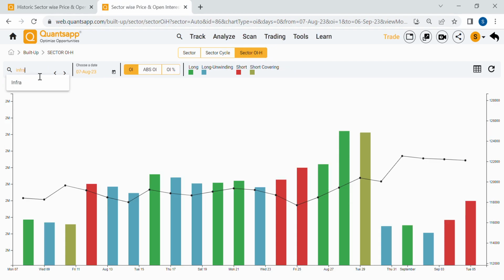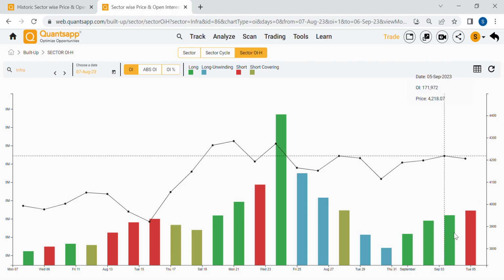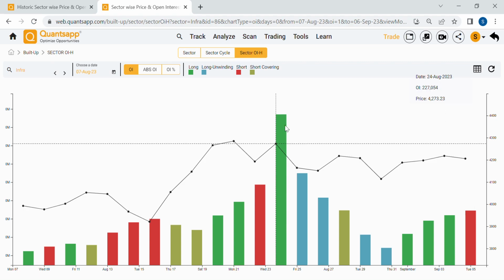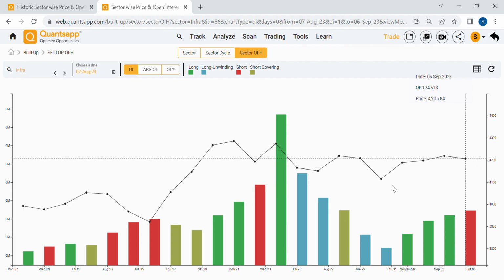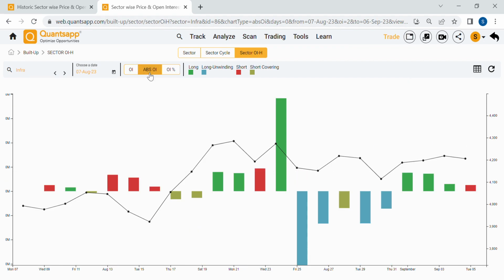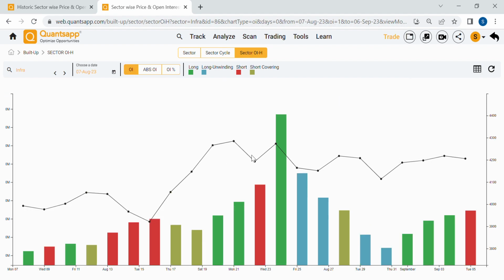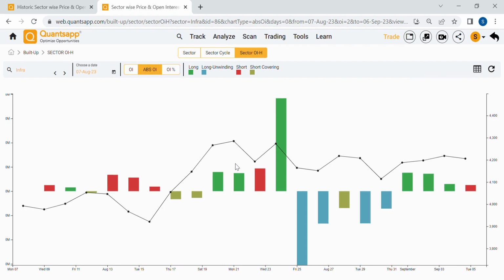Now I have one sector on my radar list, let's say infra. The reason I'm picking out infra is it is just one day of short. Now over here the green boxes are trying to show us long build-up, the blue boxes are showing us long unwindings, the red color boxes are showing us shorts, and yellows are showing us short coverings. Okay, now if I just click on absolute OI, you'll get to see the quantum. If I click on OI, this is cumulative open interest, and if I click on absolute OI, it is trying to show us on a specific day how much in absolute contracts the OI was added or unwound.